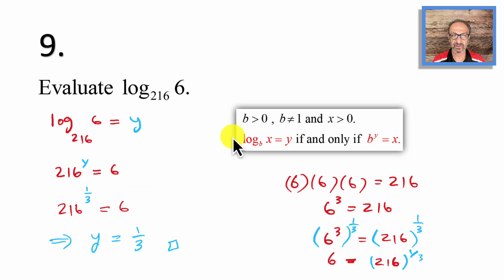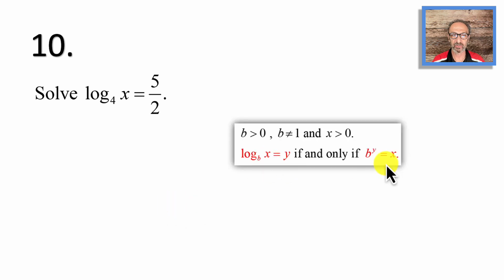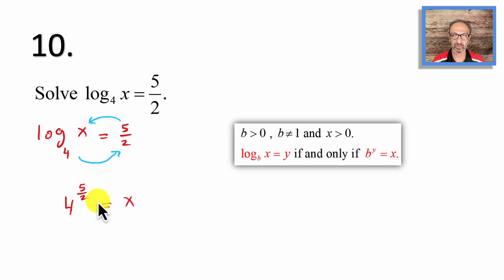So the key to start is we need to refer to this right here, call it y, and somehow manage these two to have the same exponent, or solve for y. Another example. To solve the following, we need to rewrite it or think exponential. Same formula. We have log. We need to see it in this format. So 4 to the power 5 over 2 should equal x.